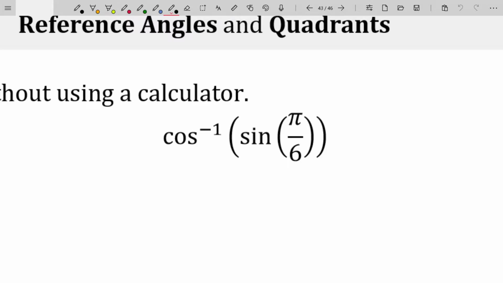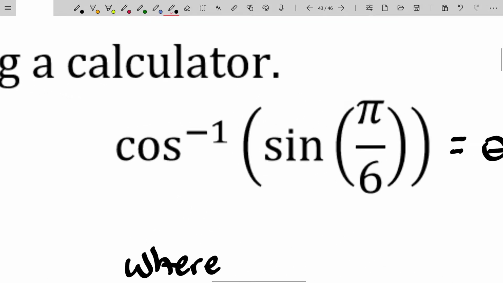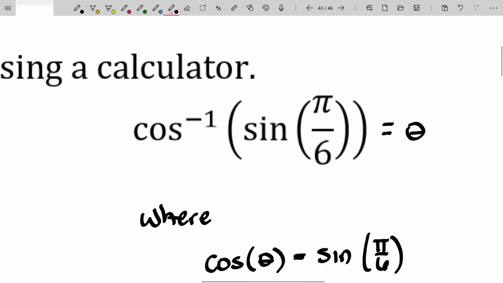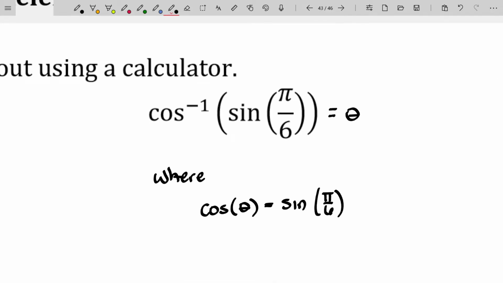So if I were to do this using the methods that we had created thus far, we'd say, oh, this is cosine inverse equal to some angle, where the cosine of that angle must equal sine of pi over 6. Well, this is kind of an interesting problem. Because these are not the same trig functions, it's a cosine inverse of the sine, you can't just say, oh, well, that sine is going to be positive, therefore let me find the reference angle and all that fun stuff.